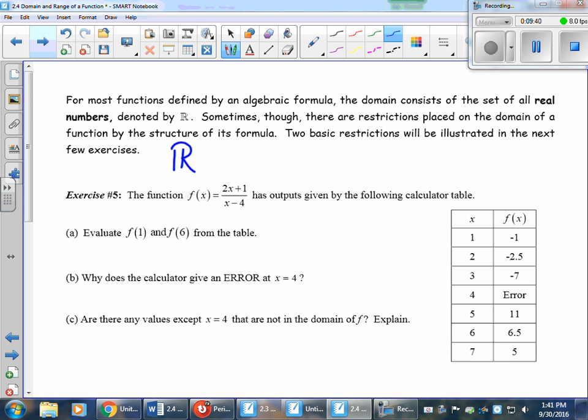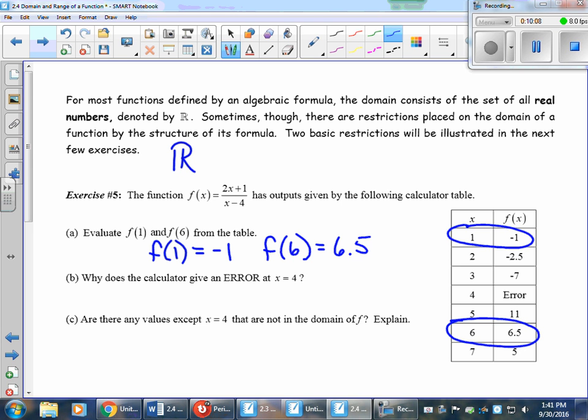Exercise 5. The function f of x equals 2x plus 1 over x minus 4 has outputs given by the following calculator table. So evaluate f of 1 and f of 6 from the table. You could do it by hand if you wanted to, but f of 1 is here and f of 6 is here. So it's easy enough to say f of 1 is equal to negative 1, and f of 6 is equal to 6.5. Saves us a little bit of work.